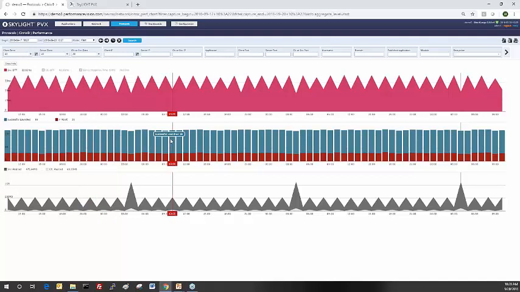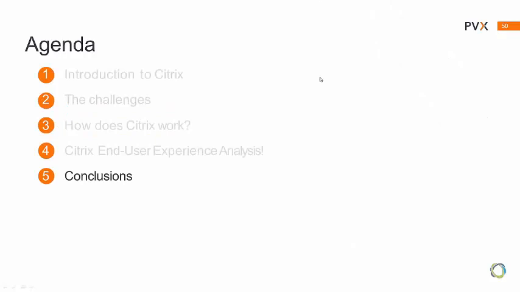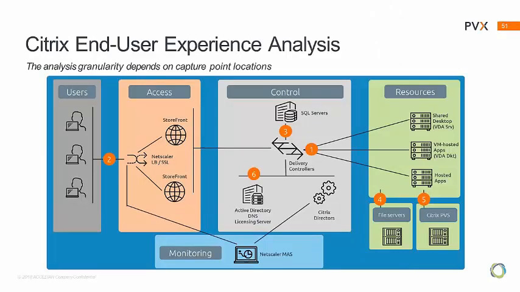So I'm running out of time here, so I'm going to stop real quickly, minimize this, and jump back into my slide deck. So, conclusion. Now here's the important thing: how did I gain access to all this information? Well, analysis granularity depends on capture point locations. And the beauty of Obsidian's PBX is we can totally instrument the virtual environment.